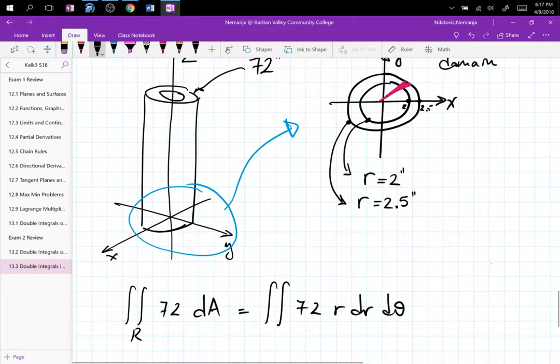And then we look at the picture. Now this is very important. What are the limits for theta? 0 to 2 pi. Why?